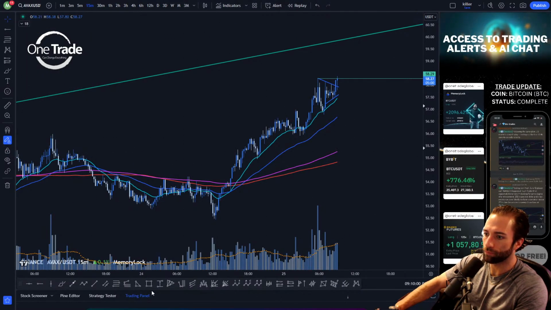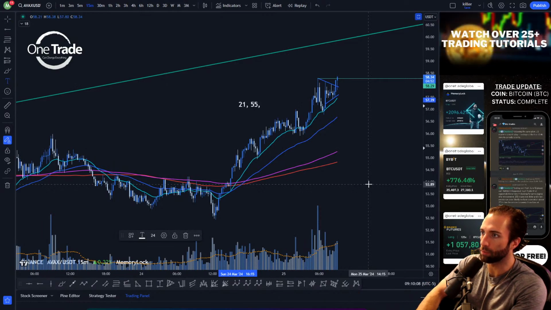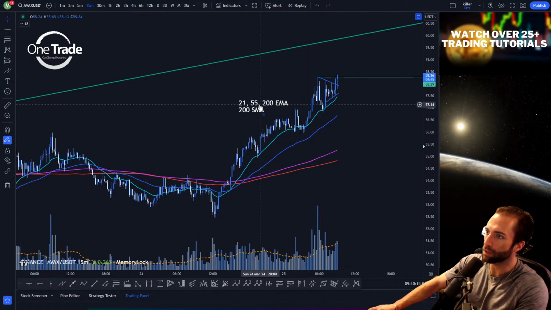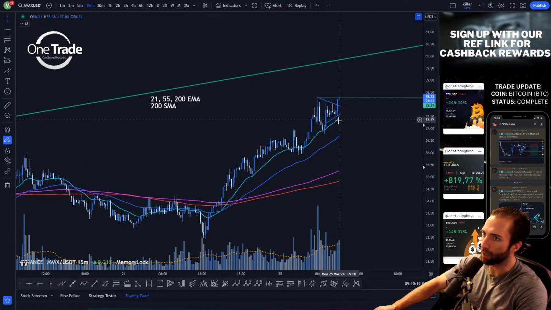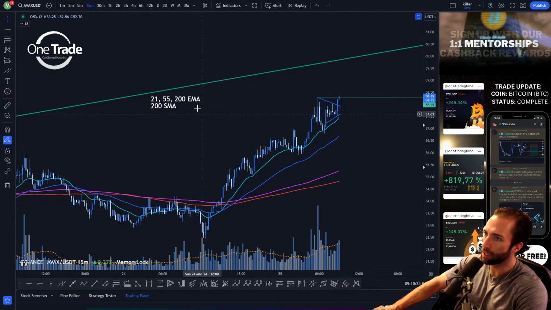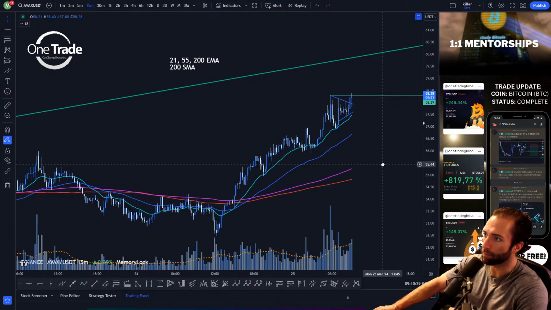I'll do a more clean tutorial on this at some point, but for now, I think that this is just fine. And so you can see this teal line here, that's our 21, this is our 55, this is our 200 EMA, then this is our 200 SMA. Sometimes I'll add the 89 EMA. I don't have it on right now.